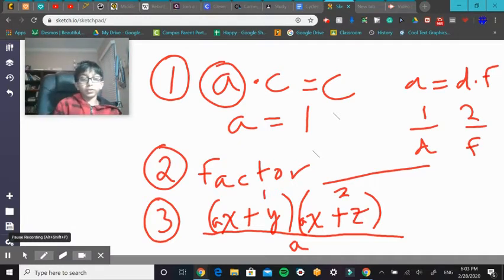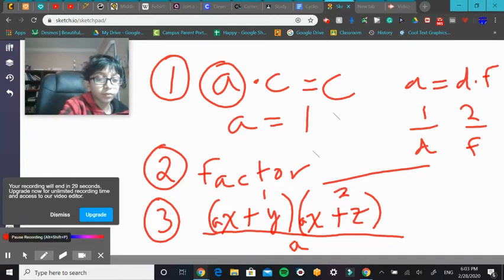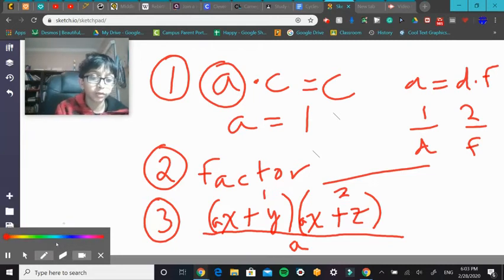This might still sound shaky to you. So, in that case, I'm going to do 2 more example problems.